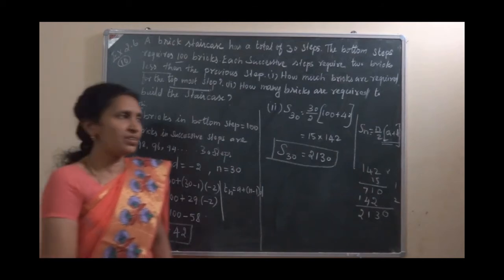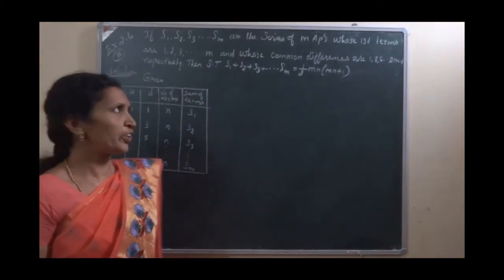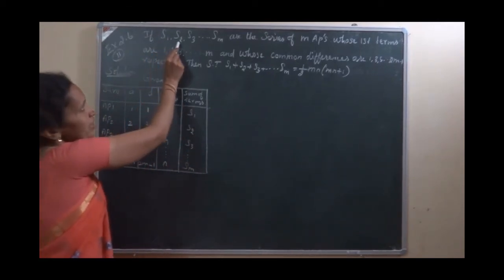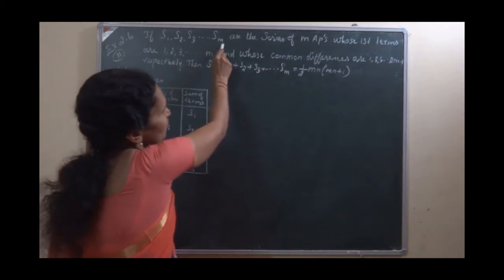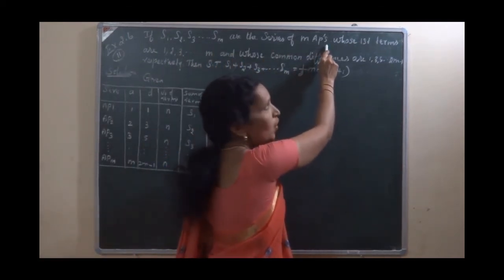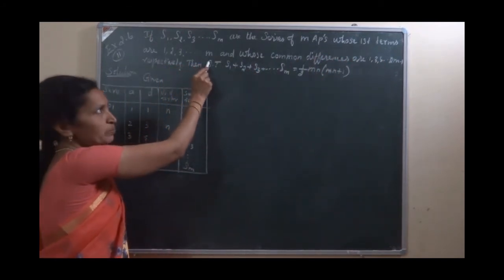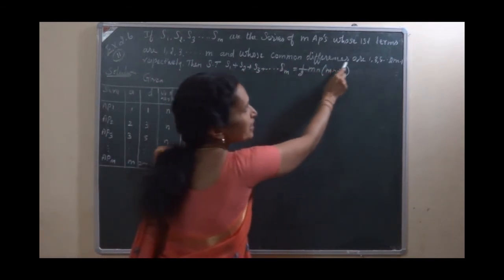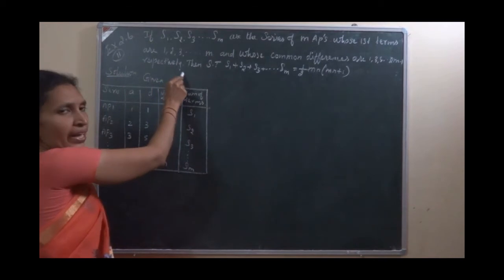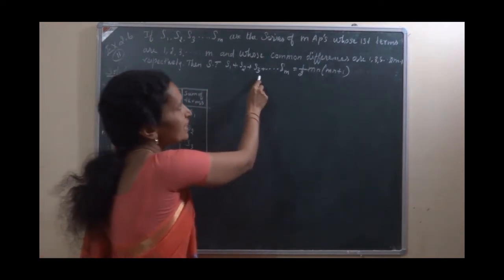Clear? Understood? Now we are going to learn exercise 2.6, 11th question. Read the question. If S1, S2, S3, etc., Sm are the sums of m arithmetic progressions whose first terms are 1, 2, 3, etc., up to m, and whose common differences are 1, 3, 5, etc., up to 2m minus 1 respectively, then show that S1 plus S2 plus S3 plus etc.